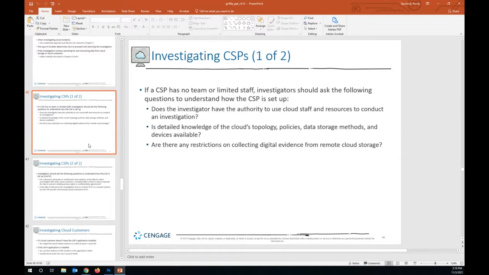When we're investigating CSPs, if the CSP has no team or limited staff, you want to make sure that you ask to understand how the CSP is set up. Does the investigator have the authority to use cloud staff and resources to conduct an investigation? Is detailed knowledge of the cloud's topology, policies, data storage methods, and devices available? Are there any restrictions on collecting digital evidence from remote cloud storage?